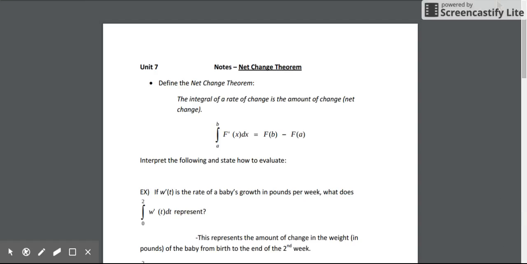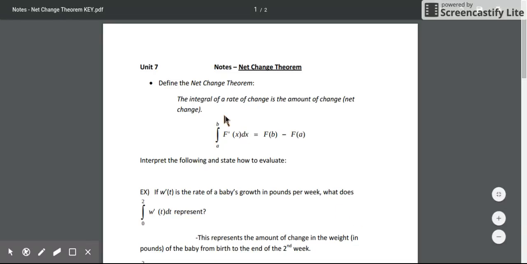In this video, I'm going to be explaining the Net Change Theorem, which essentially is just a play on the fundamental theorem of calculus. So what it's really saying is that if you take an integral of a rate of change, then you get the amount of change, or the amount that that function changed. In notation, it would look like this.